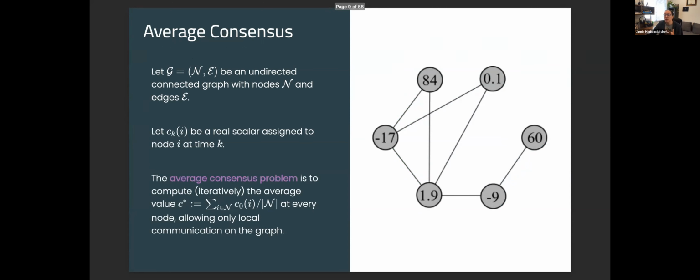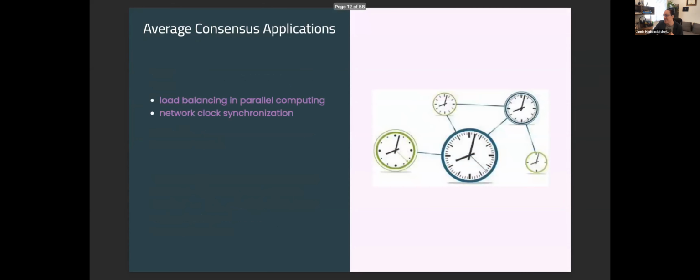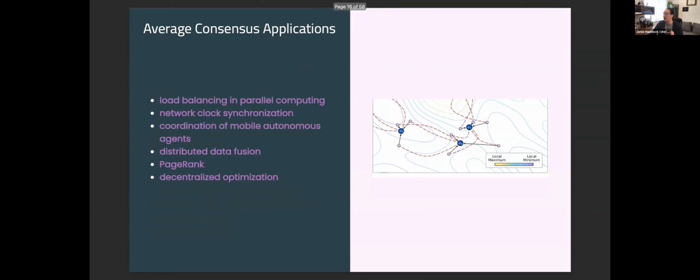And the goal of the average consensus problem is for these values to be updated at each node over time, iteratively, until all of the nodes know and contain the average value, the average being the average of all of their initial values. Okay, and the challenging part here is that we want to design protocols and methods that allow only local communication on the graph. They have to respect the graph topology. All right, again, another slide that is not necessary here, but if you are thinking to yourself, what are the applications? Here's a big list of applications of average consensus.